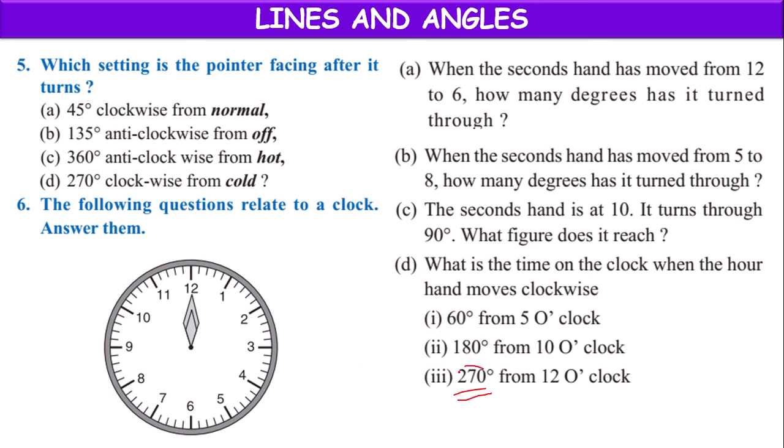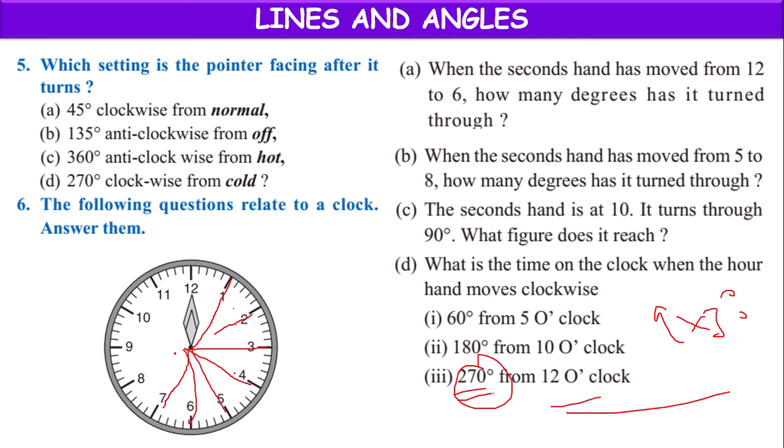Next, 270 degrees from 12 o'clock. From 12 o'clock, 1, 2, 3, 4, because 270 means 9 into 30, 30 parts it has to cover. 1, 2, 3, 4, 5, 6, 7, 8, 9. It will be at 9.